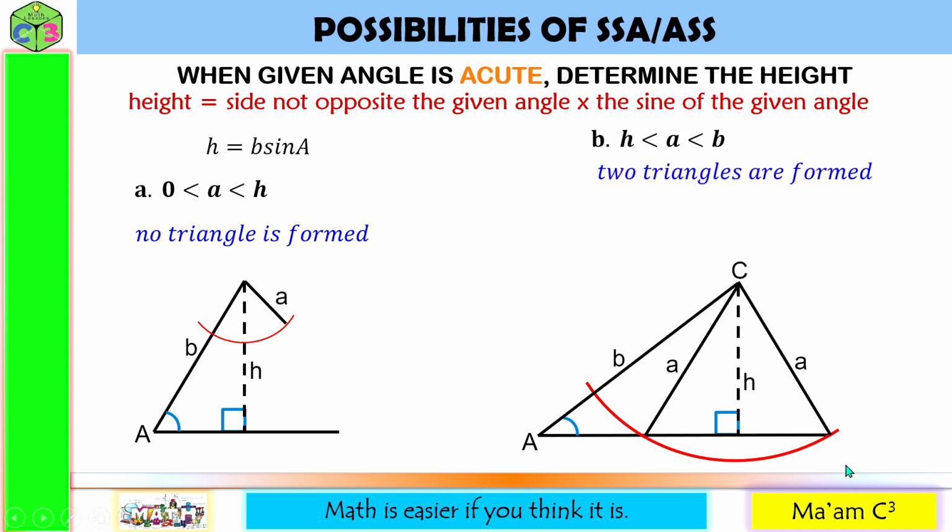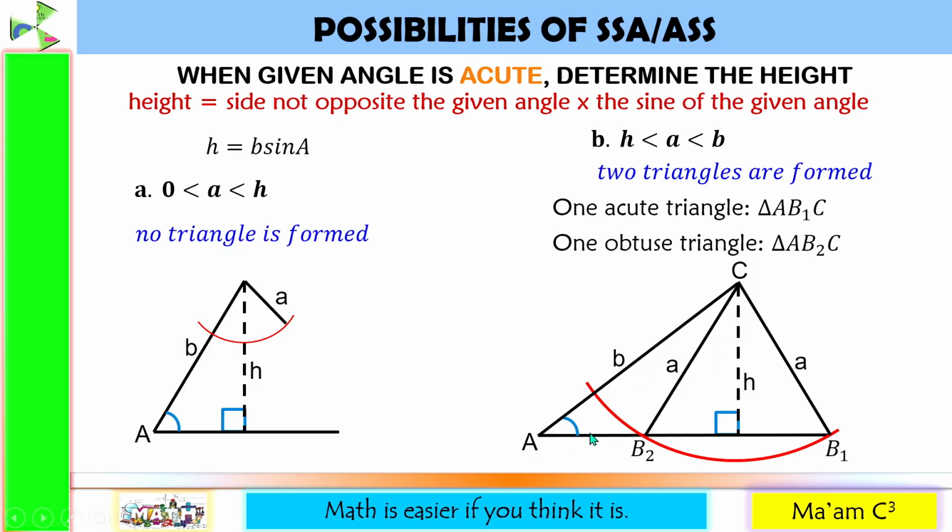Where are they? Let me label first this one as B sub 1 and this intersection as B sub 2. So one triangle formed is triangle A, B sub 1, and C. That is an acute triangle because all angles are acute. Another triangle is A, B sub 2, and C. And this one is an obtuse triangle because angle B sub 2 here is an obtuse angle. We'll have an example of this later.